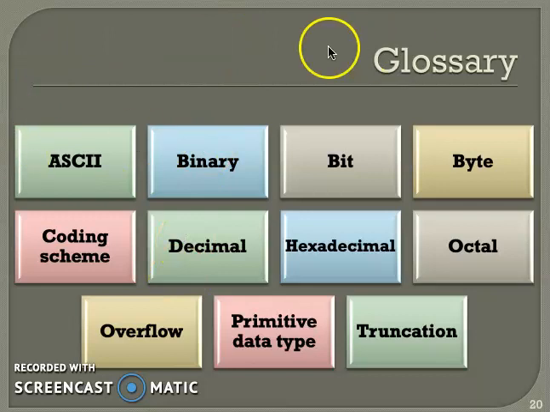In terms of glossary, go over words like ASCII, binary, what's a bit, what's a byte, coding scheme, hexadecimal, octal number system. Oh, we didn't cover that. And the decimal number system.